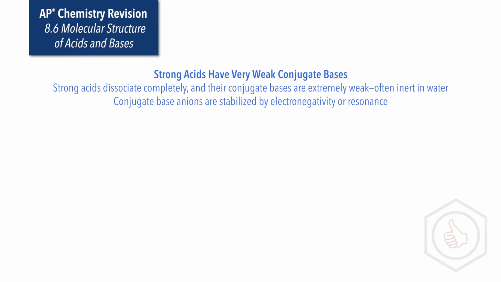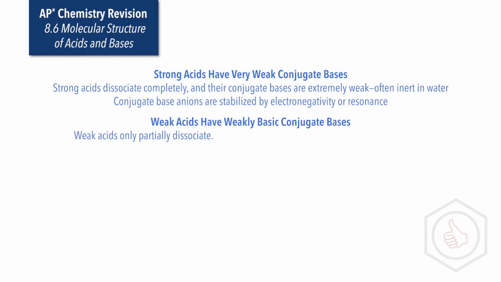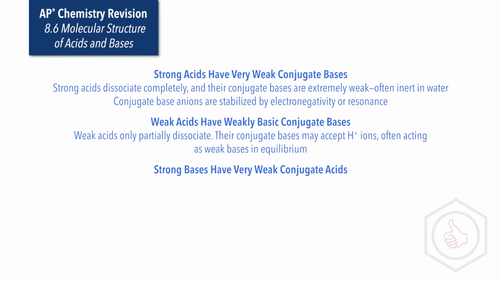Weak acids have weakly basic conjugate bases. Weak acids only partially dissociate, and their conjugate bases may readily accept H+ ions, often acting as weak bases in an equilibrium system. Strong bases have very weak conjugate acids.